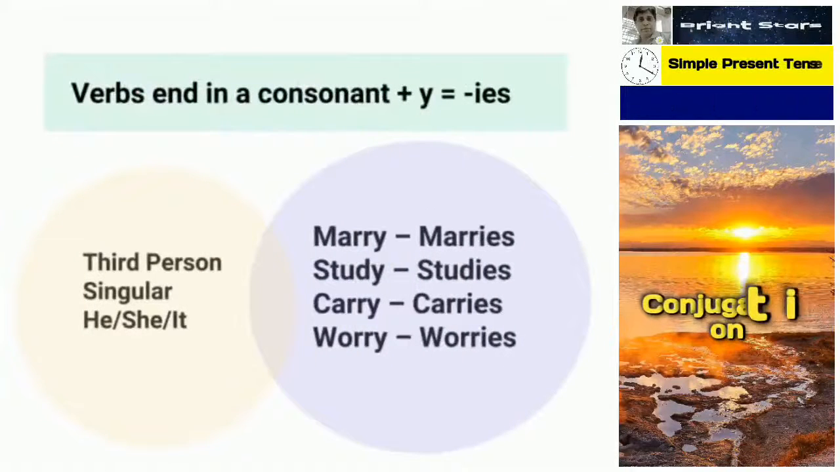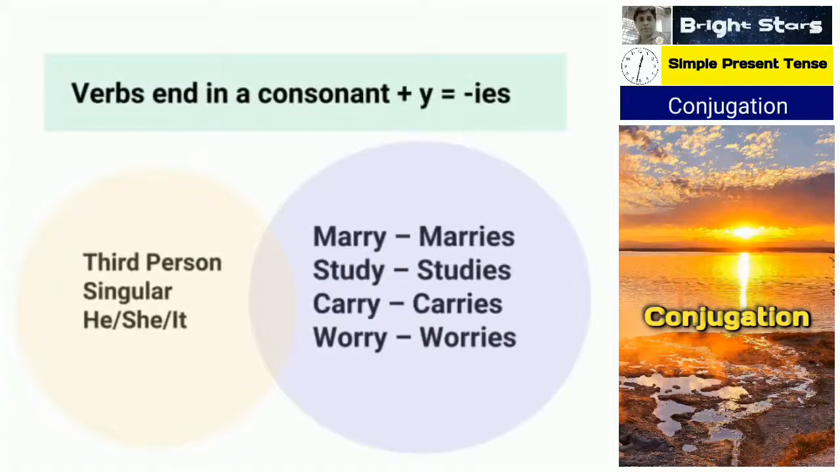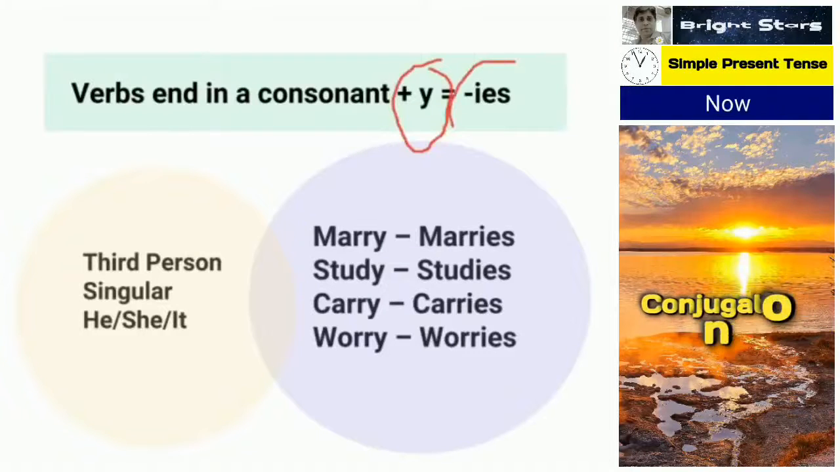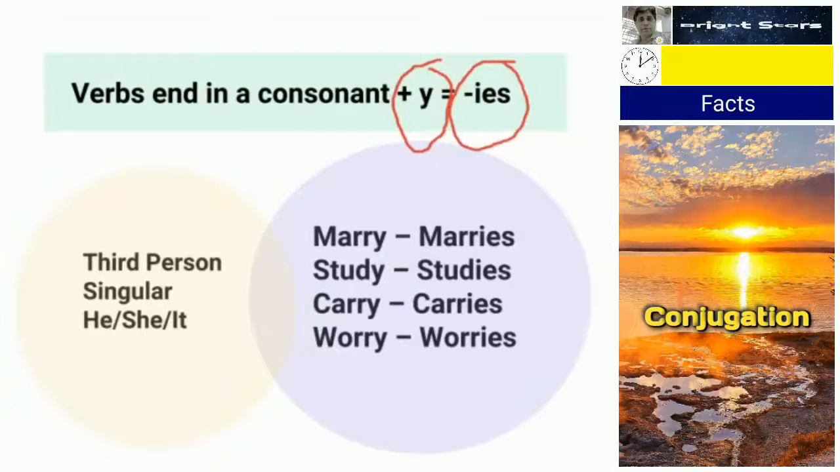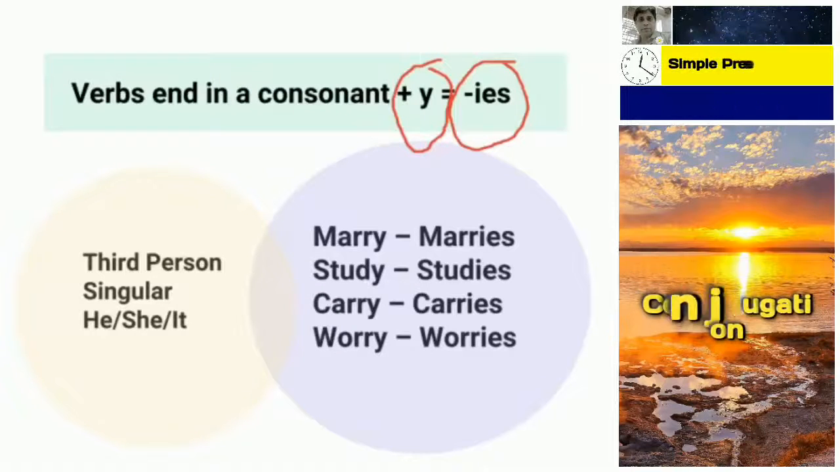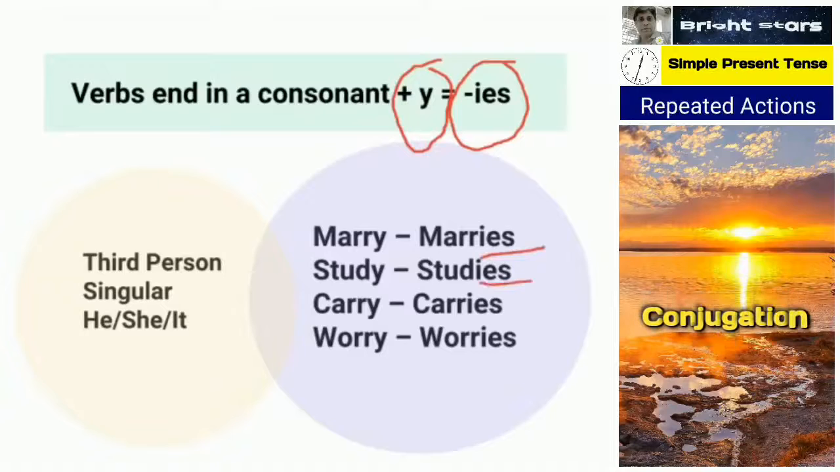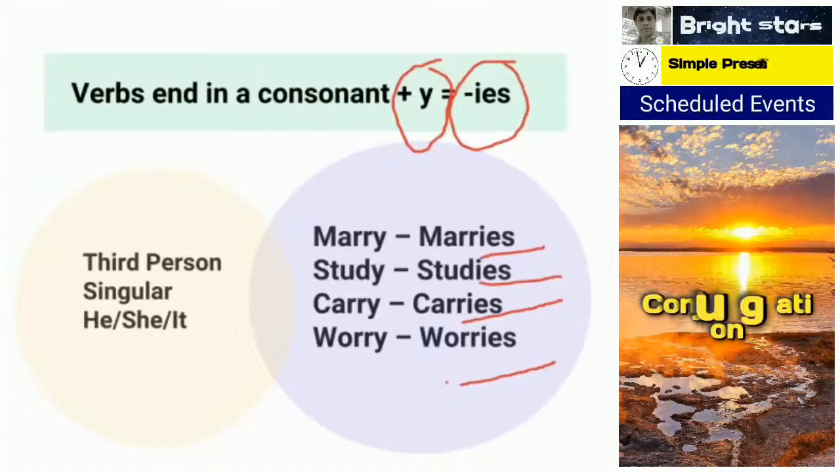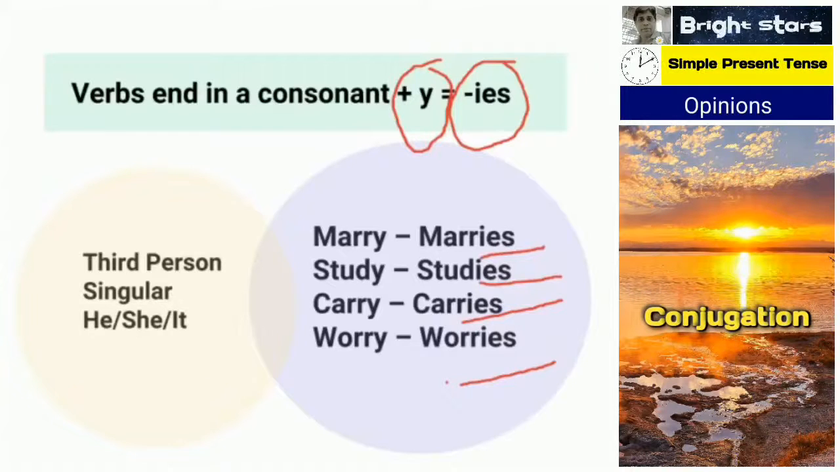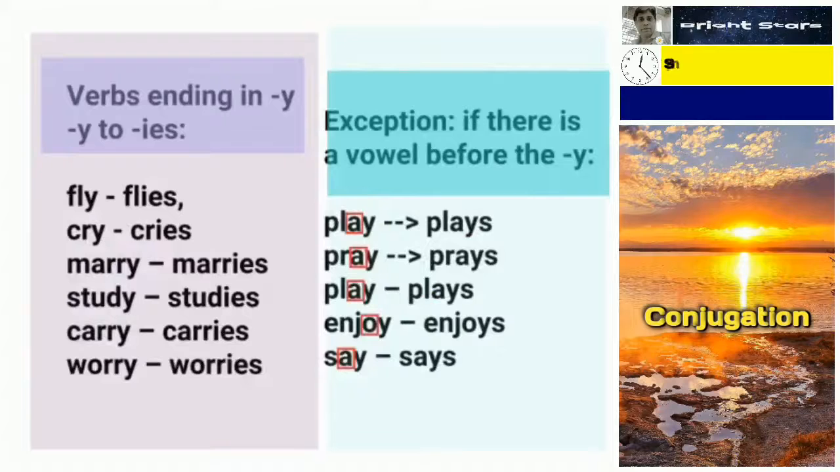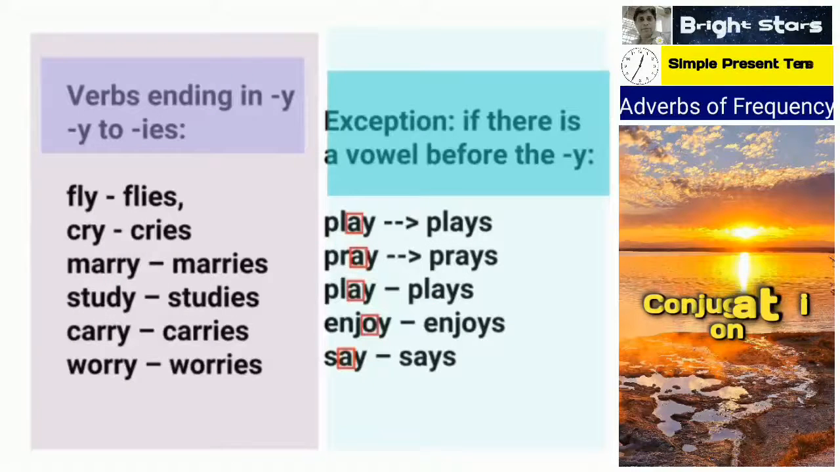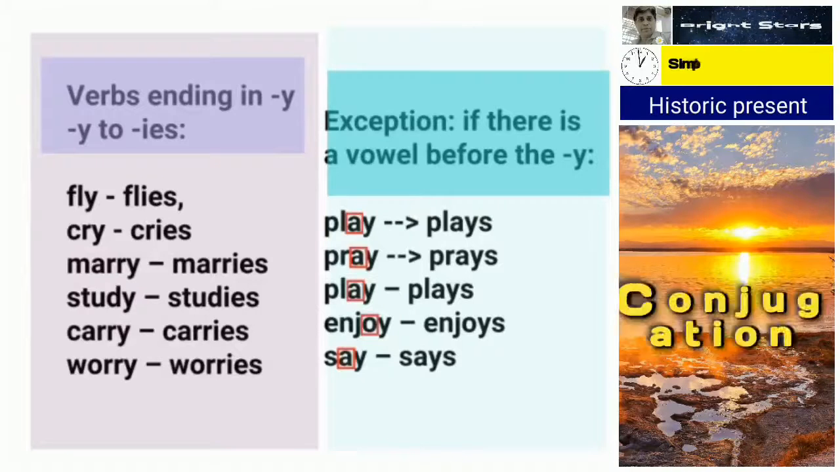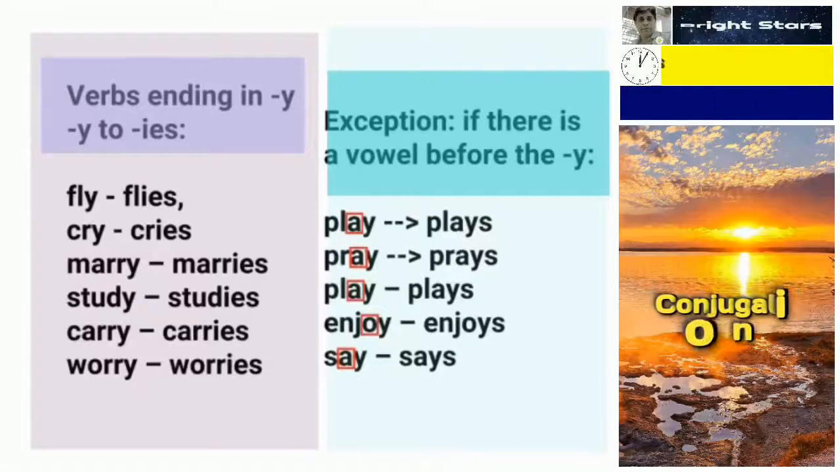In the same way, if the word ends in y, then y becomes ies. You can see marry becomes marries, study becomes studies, carry becomes carries, worry becomes worries. But all these things are only for third person singular. This way the spellings will change. Some more: verb ending in y, y becomes ies. Fly flies, cry cries, marry marries, study studies, carry carries, worry worries.